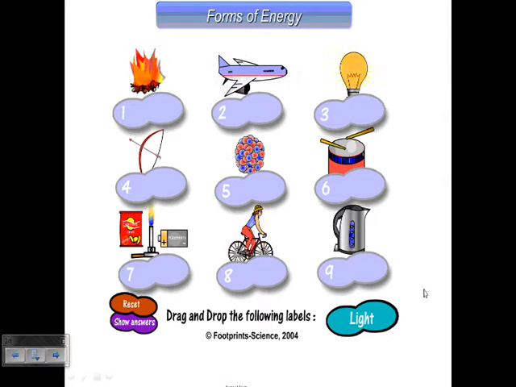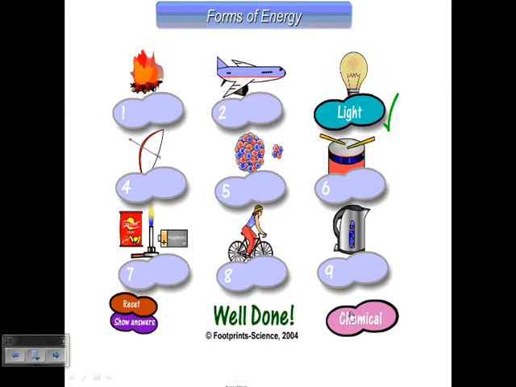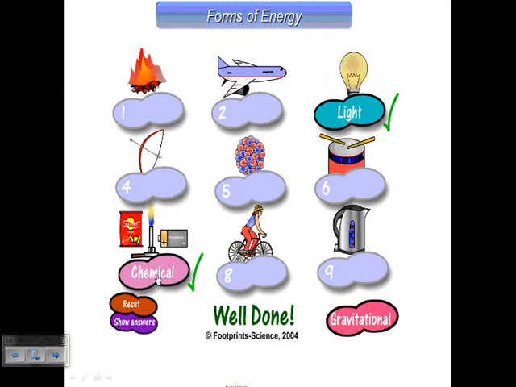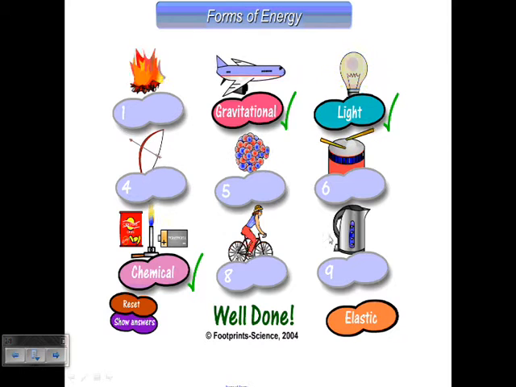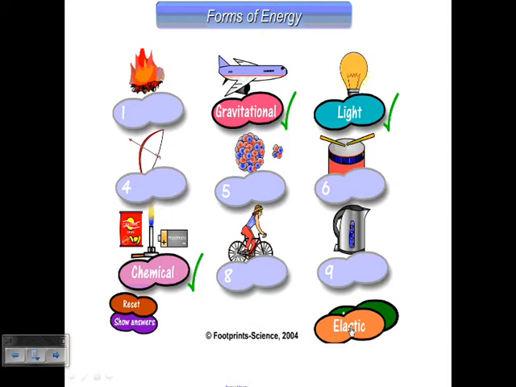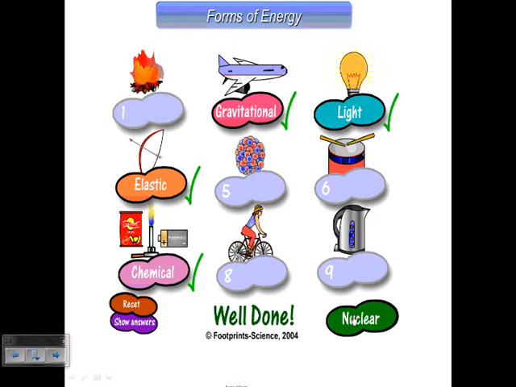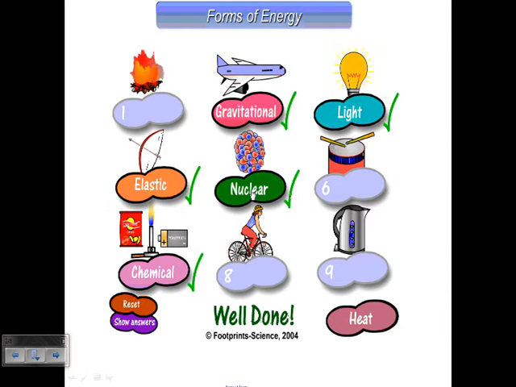So what are the different forms of energy? Well, let's have a look. We have light energy. That's anything that gives out light. We have chemical energy. That's anything that we eat, the Bunsen burners, batteries, anything that contains chemicals. Gravitational is anything that can fall, for example a plane. Elastic is anything that can be stretched, a bow and arrow, an elastic band being flicked. Nuclear, that's anything that we would find in a nuclear power plant that uses nuclear energy.